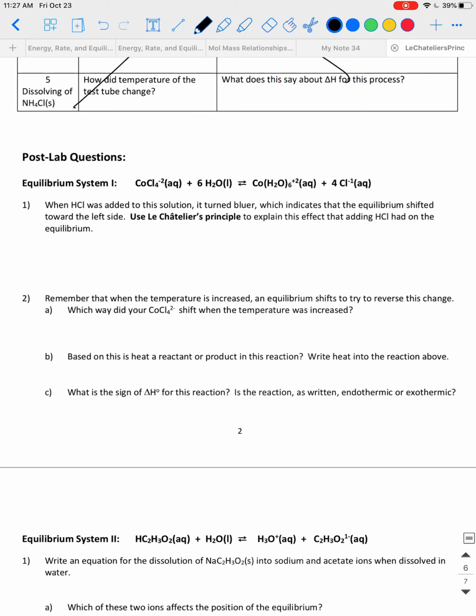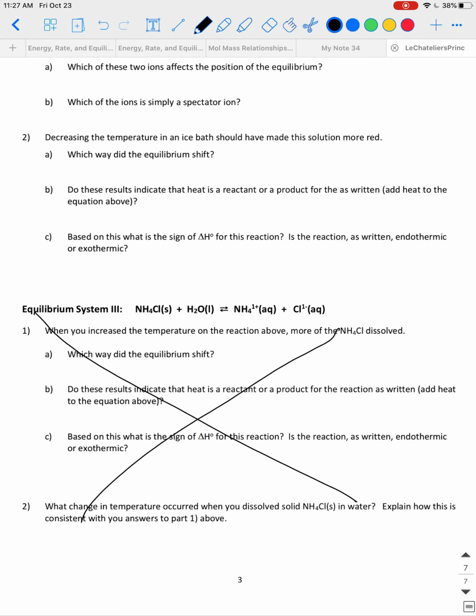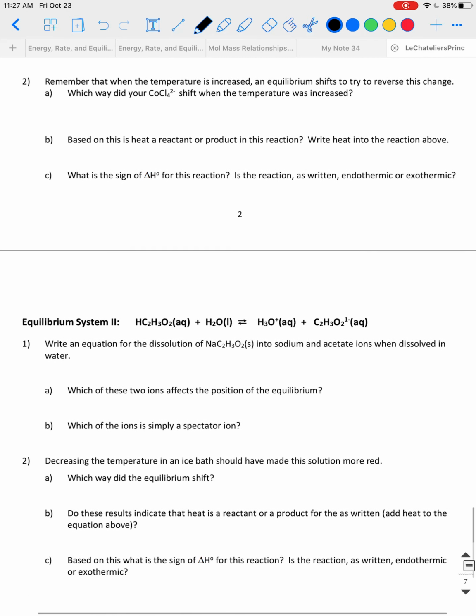But then you're going to get down here to the post-lab questions. I encourage you, if we have time, though I'm going to say we're probably not going to have time to sit and do the post-lab questions in lab. So you will be doing these on your own. But if you get done early and you happen to have some time before that first hour or the second hour is up, start working on your post-lab questions. You need to finish these as well. You'll do it for equilibrium system 1 and 2. You will not answer any post-lab questions for equilibrium system 3.